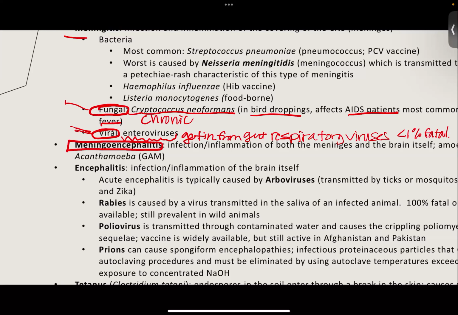Meningoencephalitis next. This one is amoebas, which are eukaryotes that move by pseudopods, or those false feet. That's what defines an amoeba, okay?